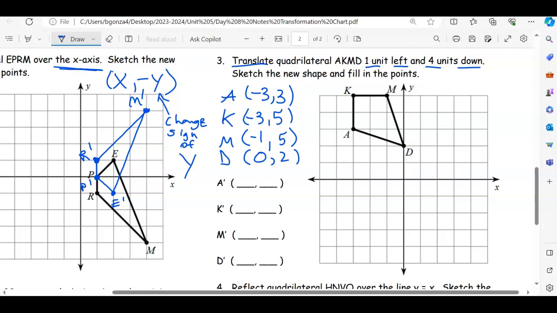I'm going to do it the mathy way, the algebraic way. Let's write this down. My rule, if it says 1 unit to the left, is that plus or minus? Which way is left, plus or minus? Minus 1 to the left is x minus 1. And then y, when it says 4 units down, is that plus or minus with down? Minus, so y minus 4.